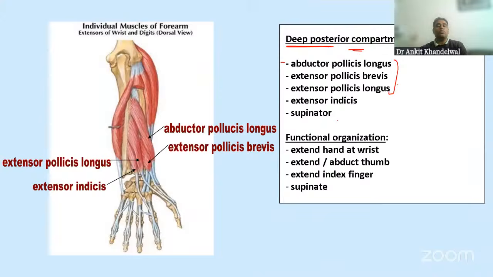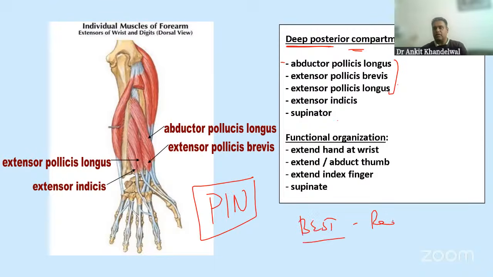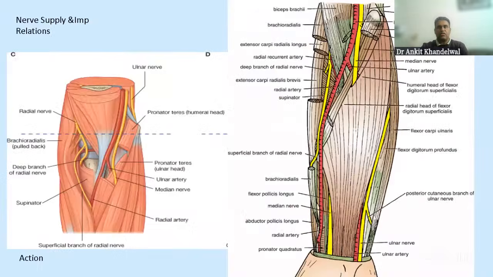Which nerve is supplying all of them? PIN, the posterior interosseous nerve. All of them, except BEST, you remember, which is supplied by the radial nerve. So it will extend this, and supinator will do what? It will supinate. What is supinate? Bagger supinate, if you remember. Can you go like this?